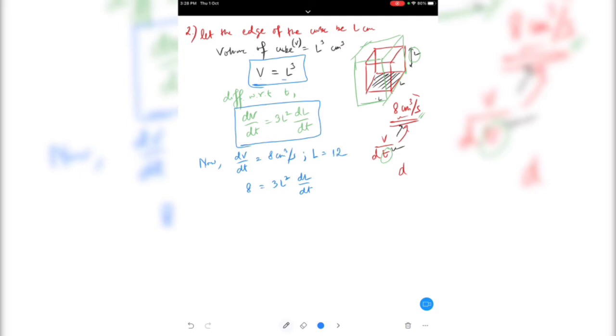The value of L is given as 12. So why am I writing L in here? I'll put the value of L in there also, so I get 12 square. The length of the edge is given, so I have assumed the length of the edge to be L.